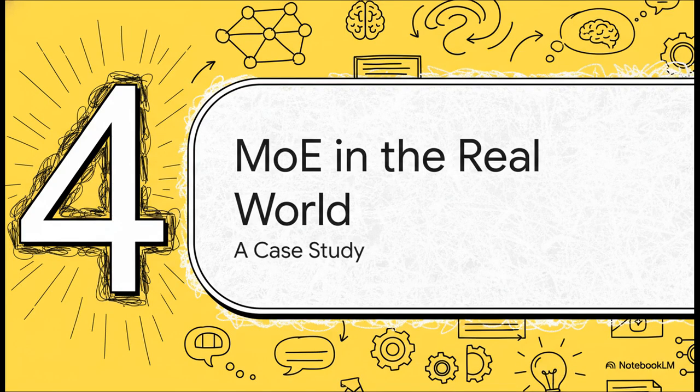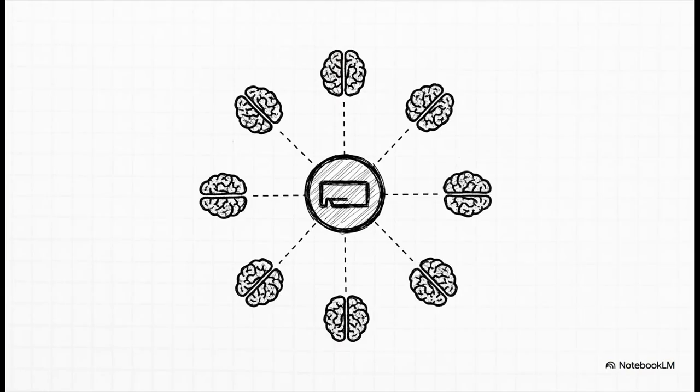Let's look at how this all actually comes together in a real-world model that I'm pretty sure many of you have heard of, if not used. We are going to use Mixtral 8x7b as our case study. The name itself gives you a huge clue about its structure. That 8x means it has 8 distinct experts inside. So let's break down what that actually means for its performance.